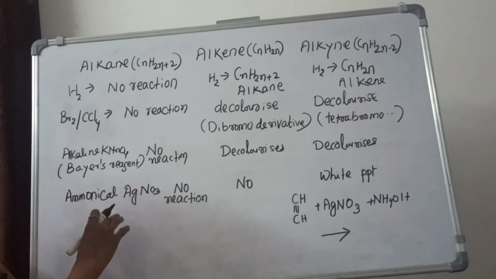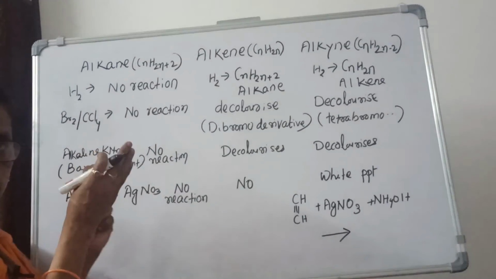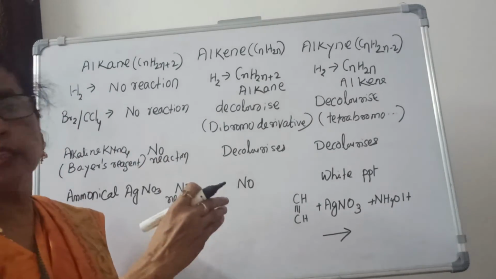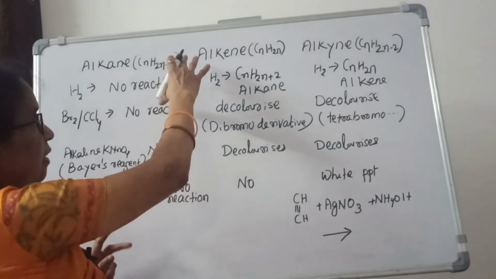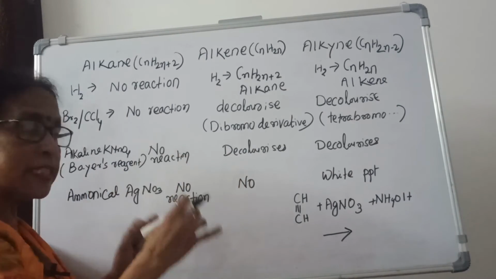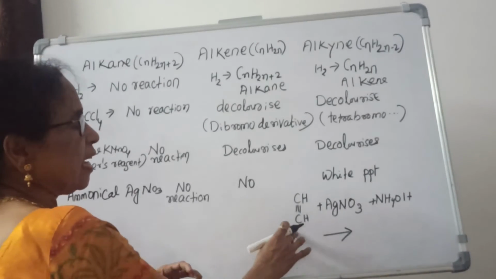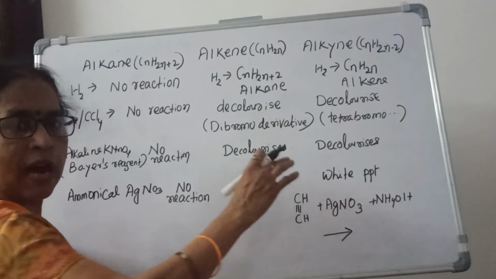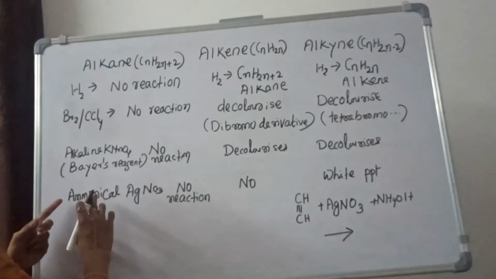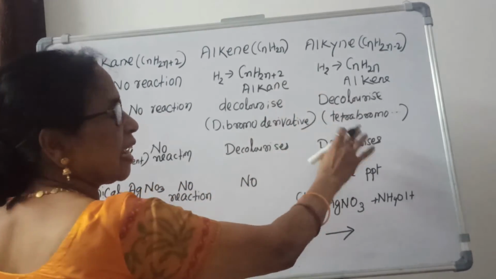And ammoniacal silver nitrate means silver nitrate solution is made into a solution with ammonia, that is called ammoniacal silver nitrate solution. Here in alkane no reaction, in alkene also no reaction, but specially in alkyne, that is ethyne, there is a reaction. Now ethyne reacts with silver nitrate and ammonium hydroxide, then what is the product we will see. Again see alkaline KMnO4: in alkane no reaction, in alkene decolorizes and alkyne decolorizes.